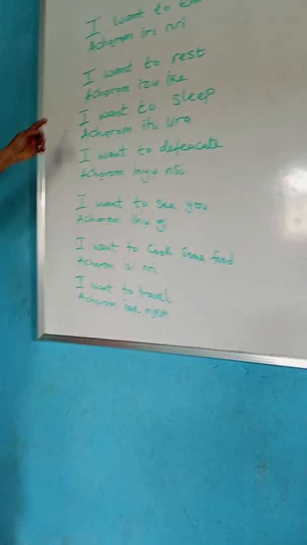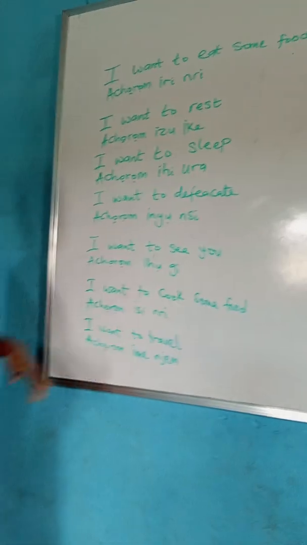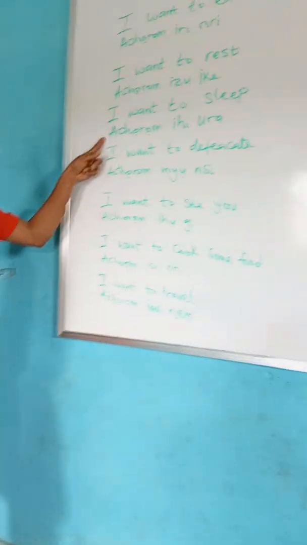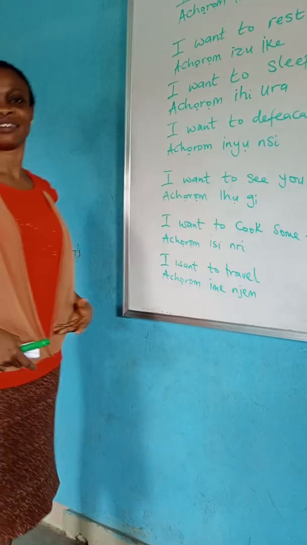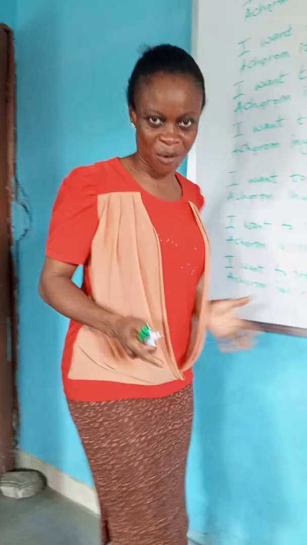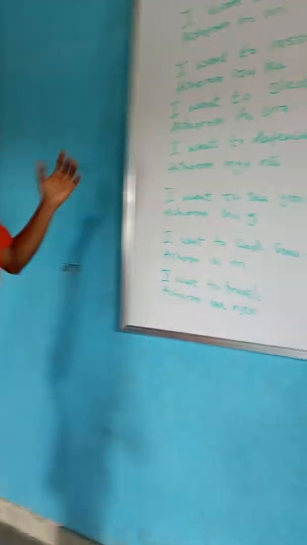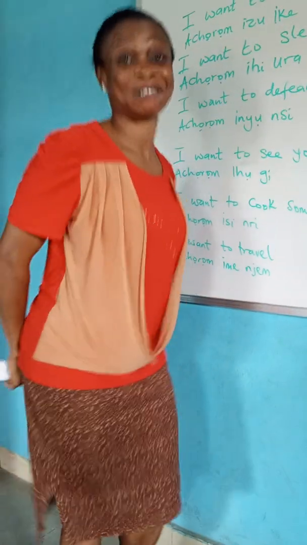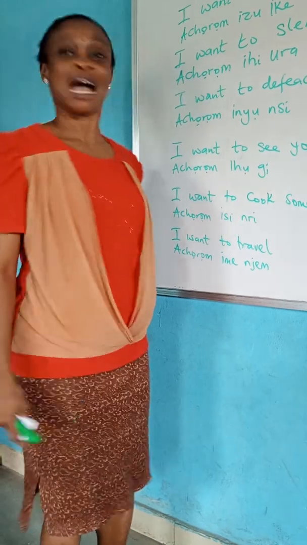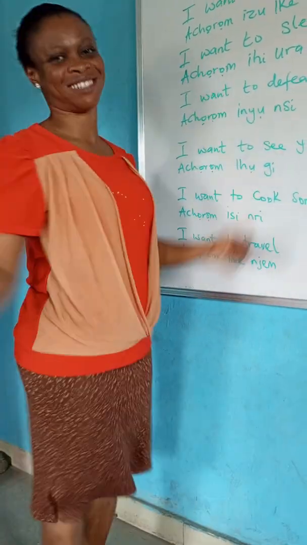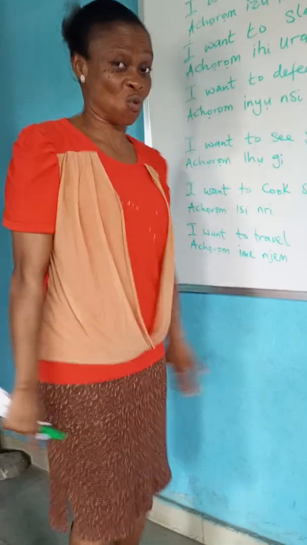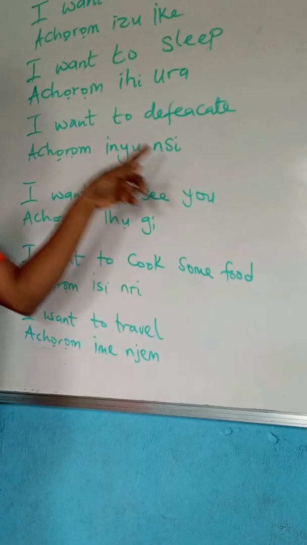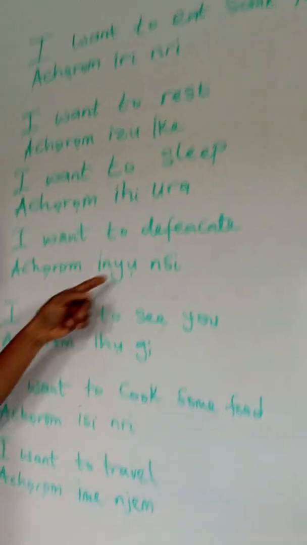Look at the next one. I want to sleep. It's getting late. Please, let me go and sleep. How do you say it? Achọrọ m ihi ụra. Can you even say achọrọ m ịrahụ ụra? Then the next, I want to defecate. I want to poo-poo, like some of you normally say it. How do you say it using Igbo language, so that your neighbor won't hear you saying you want to go and defecate? Look at it here. Achọrọ m ịnyụ nsị.